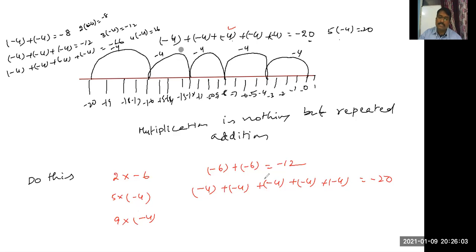So it is just the same as that. 9 fours are 36. Plus into minus is minus. But first, in this way, you have to do this 9 times. When we add minus 4 nine times, we get minus 36.